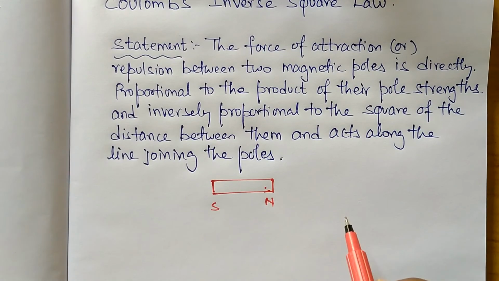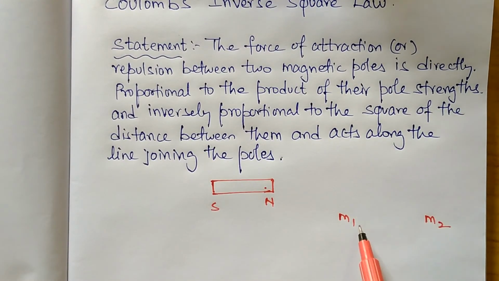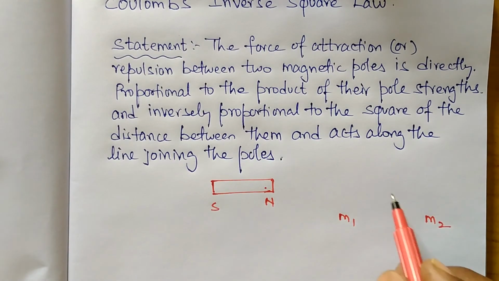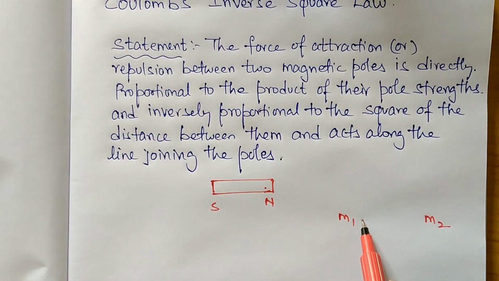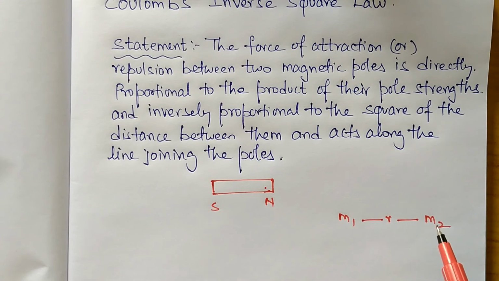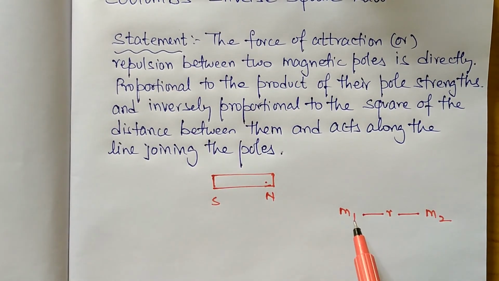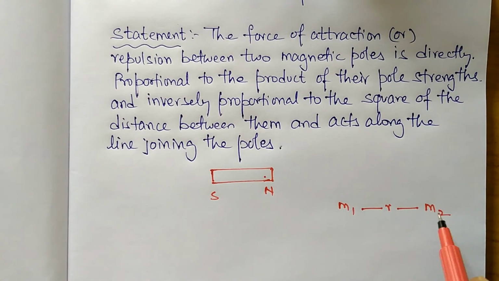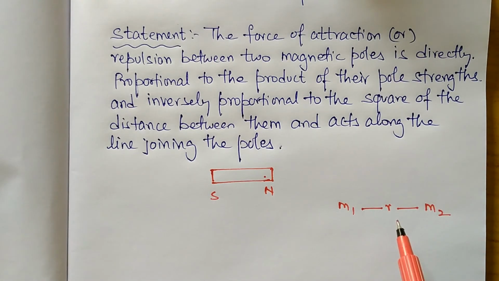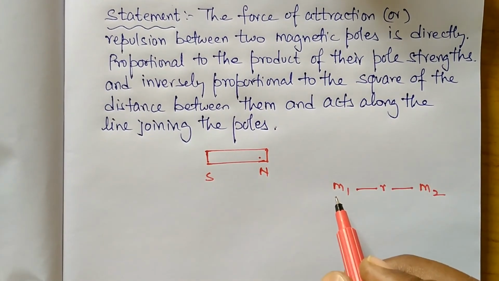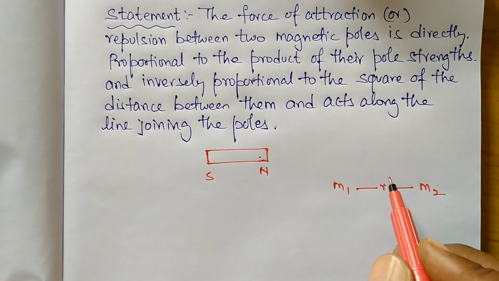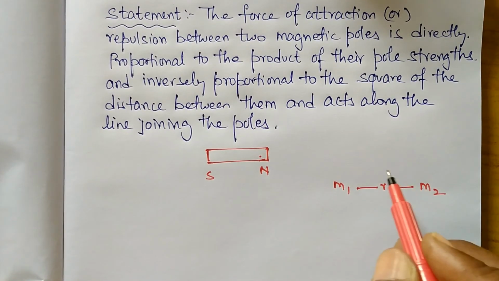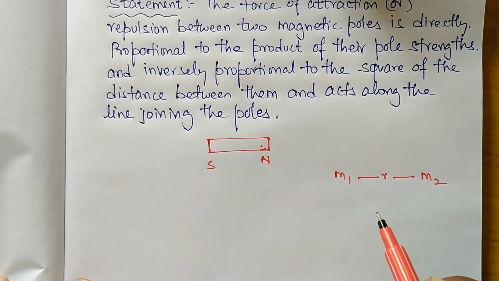Therefore, let me consider two isolated magnetic poles of pole strengths M1 and M2 placed in a medium. They are separated by a distance r. Then, if the poles are like poles, there will be repulsion. If the poles are unlike poles, there will be an attraction force. It was Coulomb who first brought out a relationship between these pole strengths, the distance between them, and the medium in which they are placed.